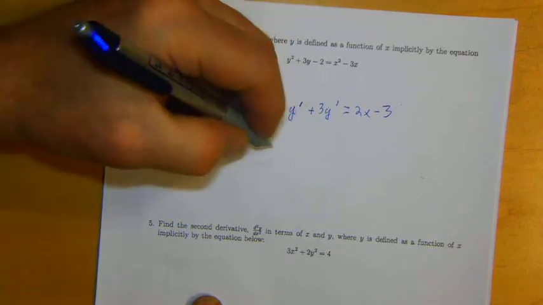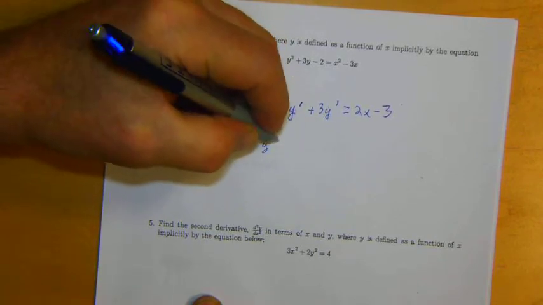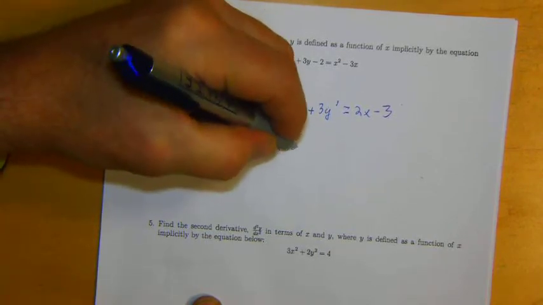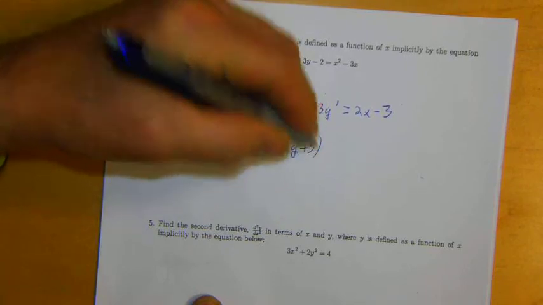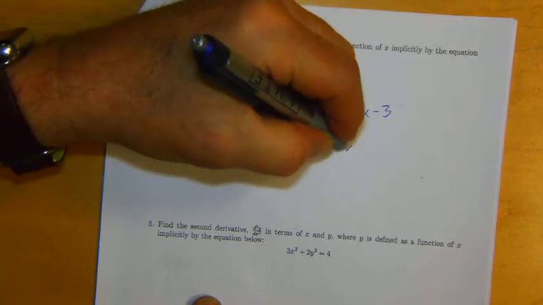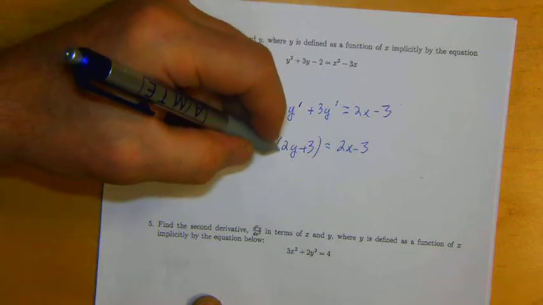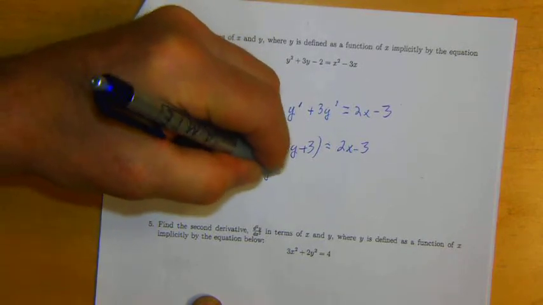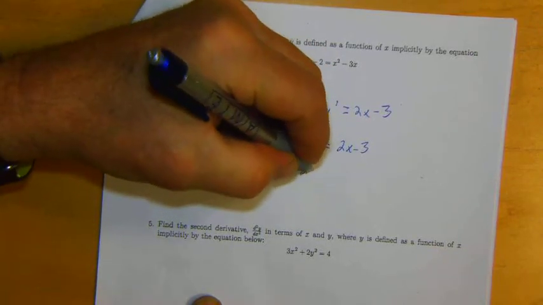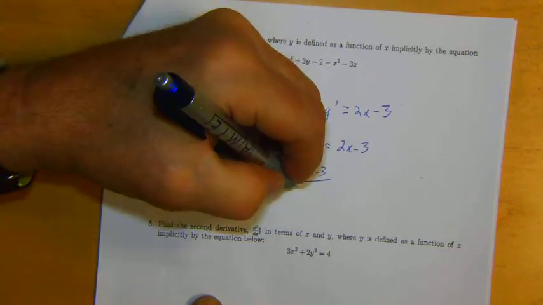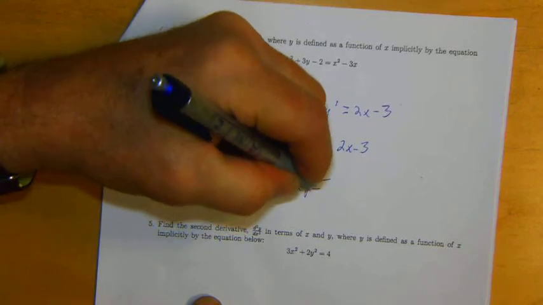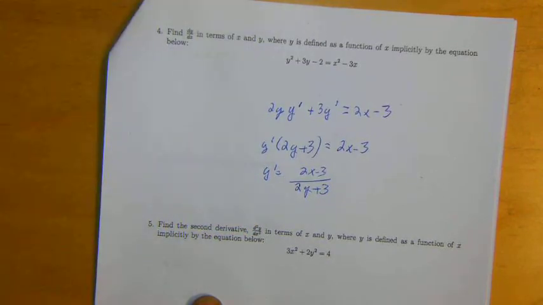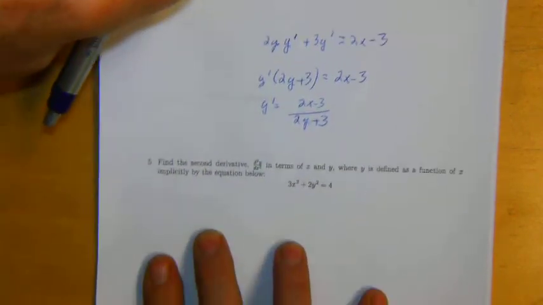Factor out the y prime here on the left. And then divide by 2y plus 3 on both sides, so y prime is equal to 2x minus 3 over 2y plus 3. And just leave it like that. That's what I asked for. Okay, next one.